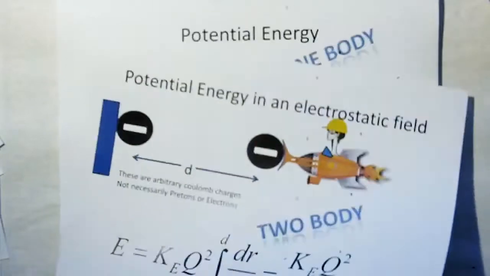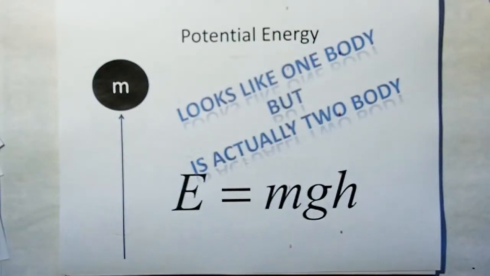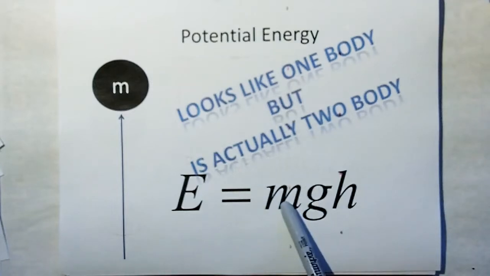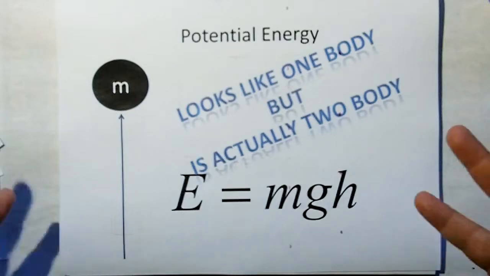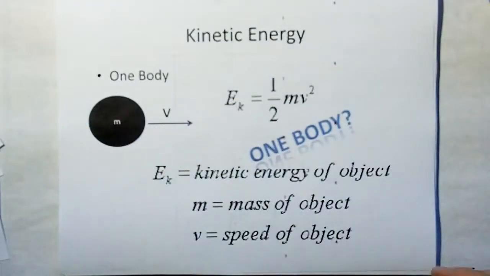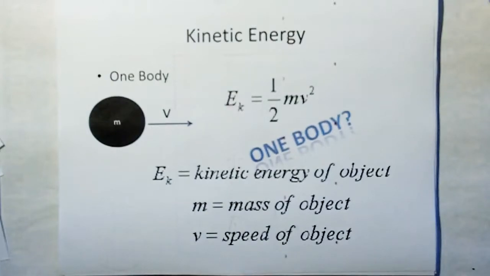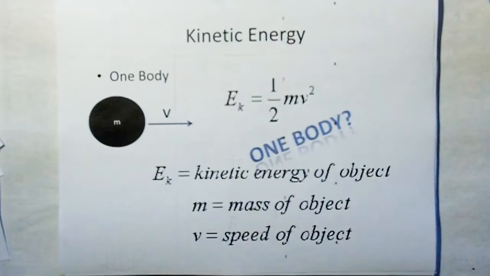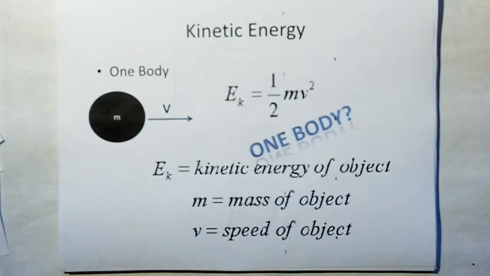It's the same thing. Potential energy kind of looks like one body because we only look at one mass here, but really the acceleration due to gravity is caused by the mass of the Earth. So it's really two body as well. And there is a one-body form: kinetic energy. In the equation for kinetic energy, it's 1/2 mv squared, and there's no other body here. All the other forms are two body, except this one, which is curiously a one-body form of energy.